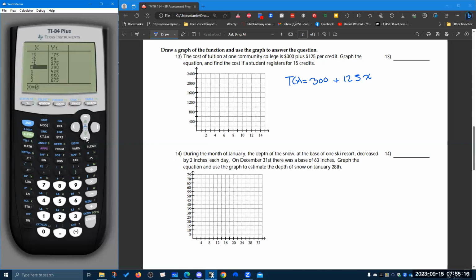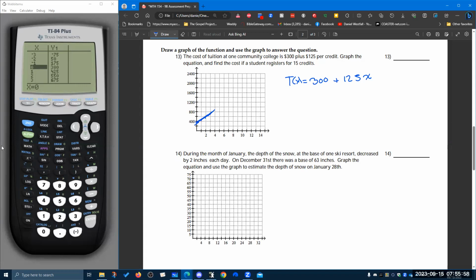We're not interested in negative data points. So we have 0, 300, which is halfway between 200 and 400. Then we have 1, 425. And then we have 2, 550. And then we have 3, 675. You're starting to see this linear model grow here.